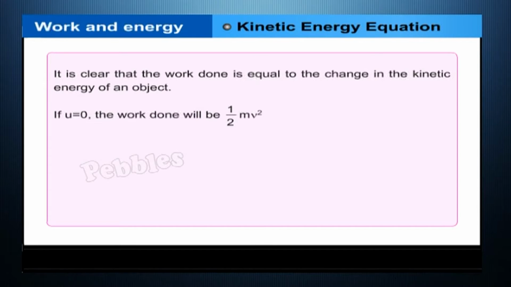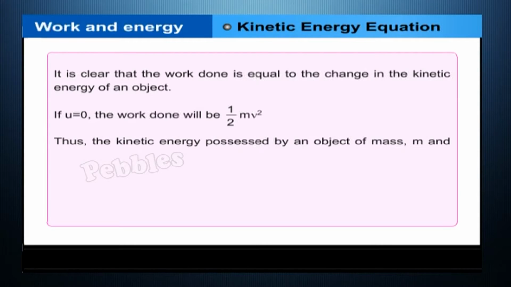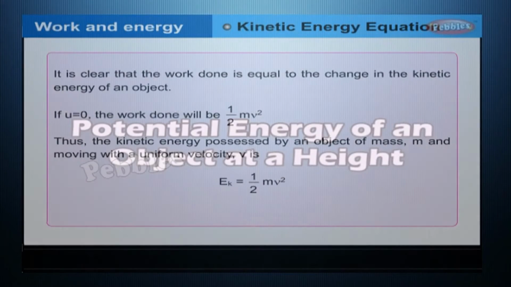If u = 0, the work done will be ½mv². Thus, the kinetic energy possessed by an object of mass m and moving with a uniform velocity v is Ek = ½mv².